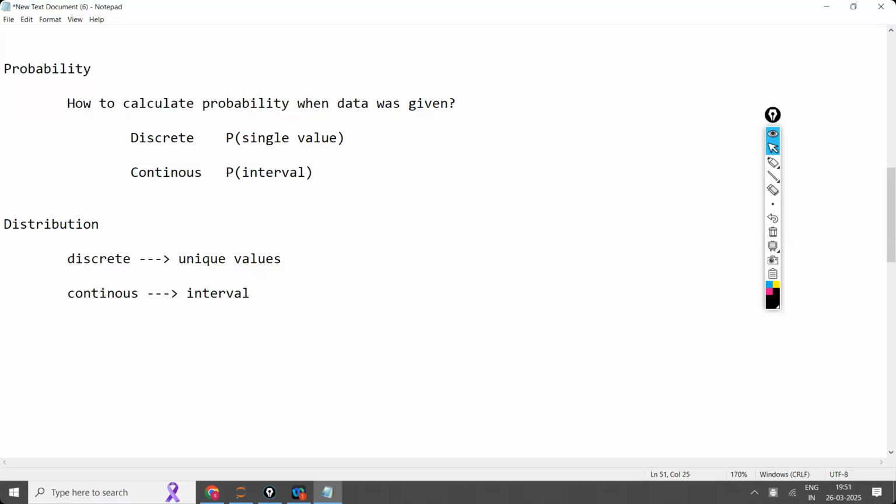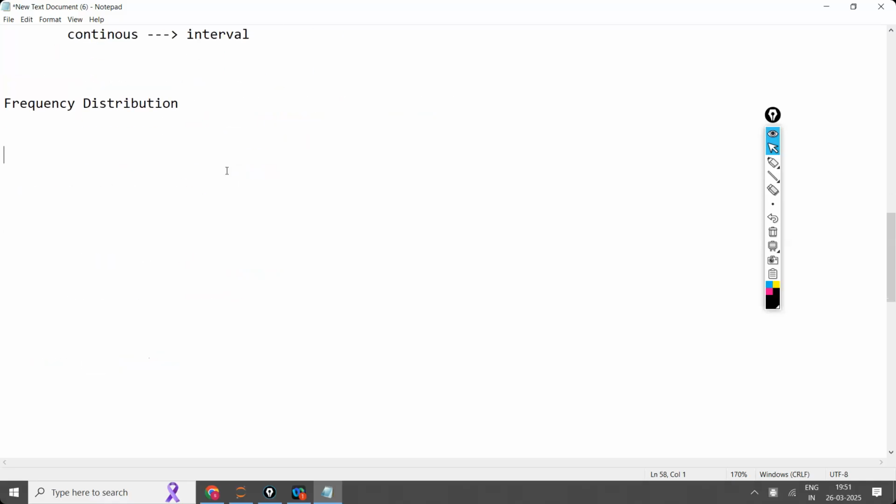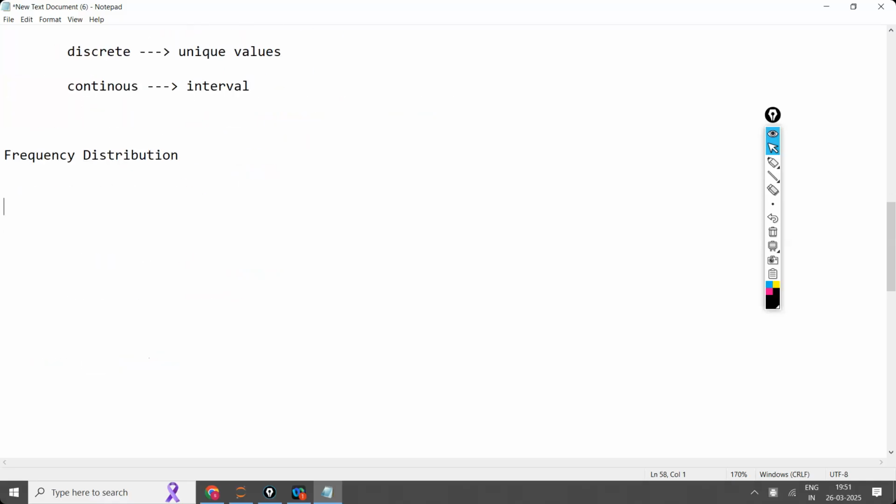The second thing we discussed is frequency distribution. Frequency distribution means you consider the frequency on the y-axis and the distribution on the x-axis, whether it is for a continuous variable or a discrete variable. This is the same thing you have to do.